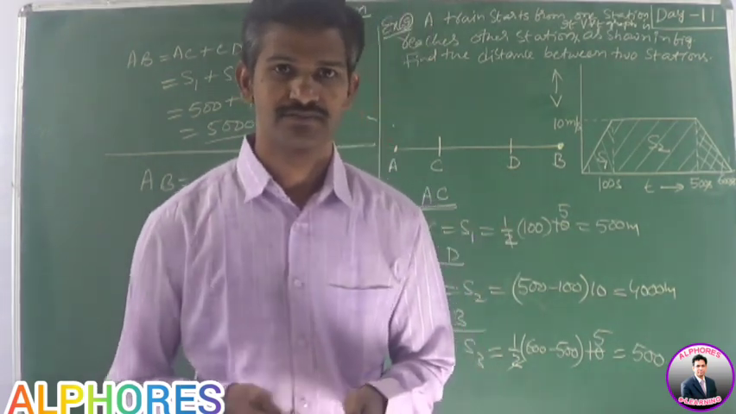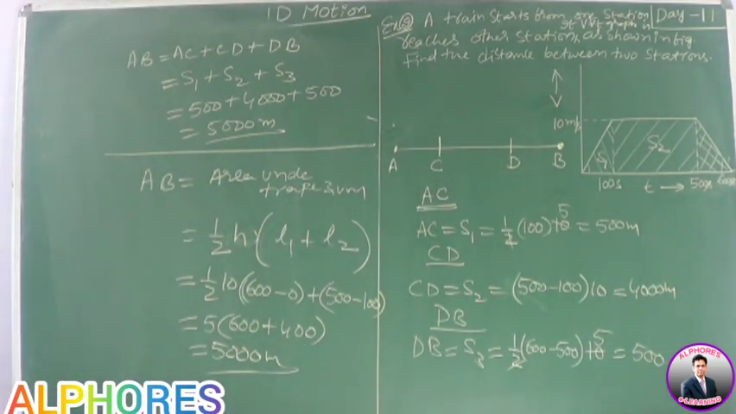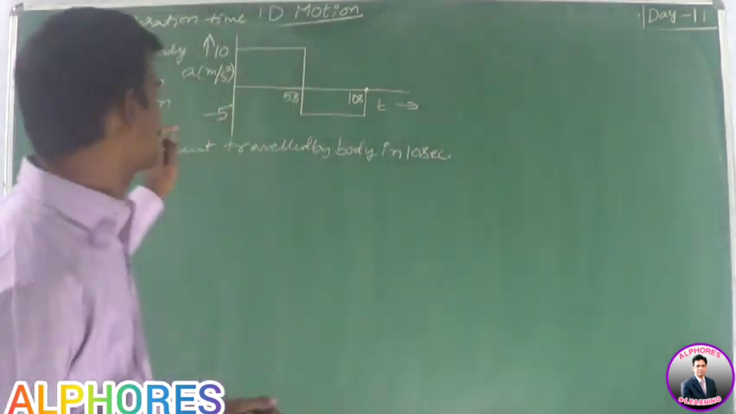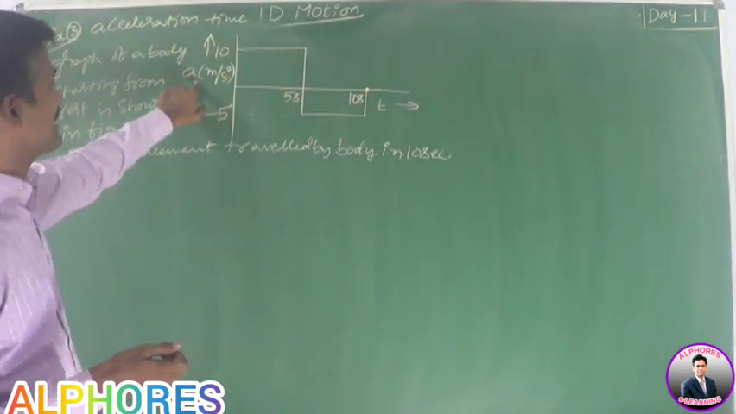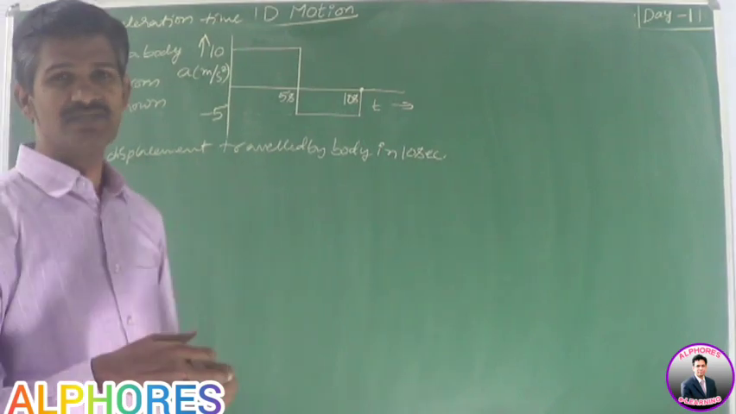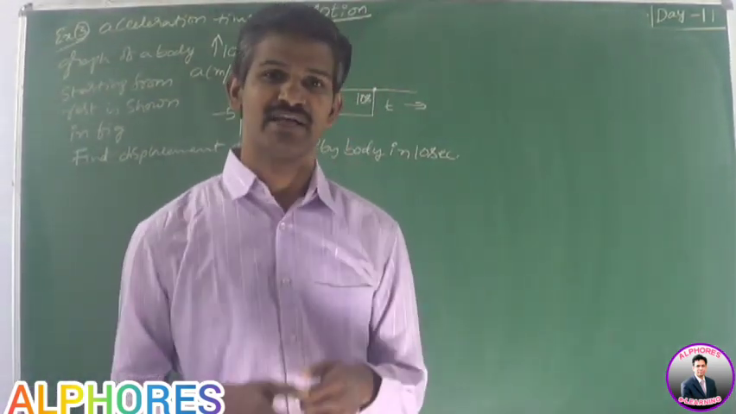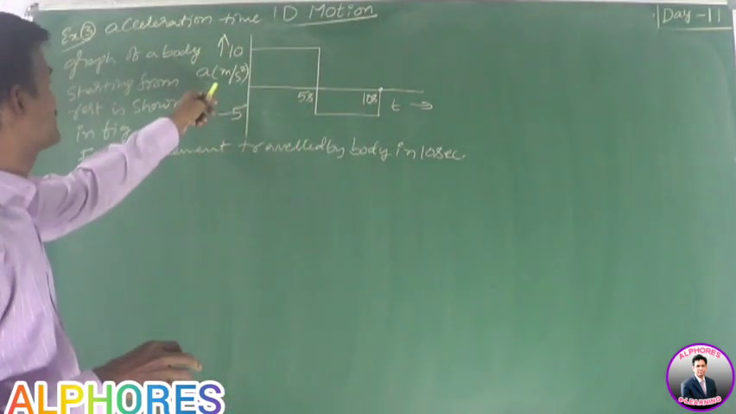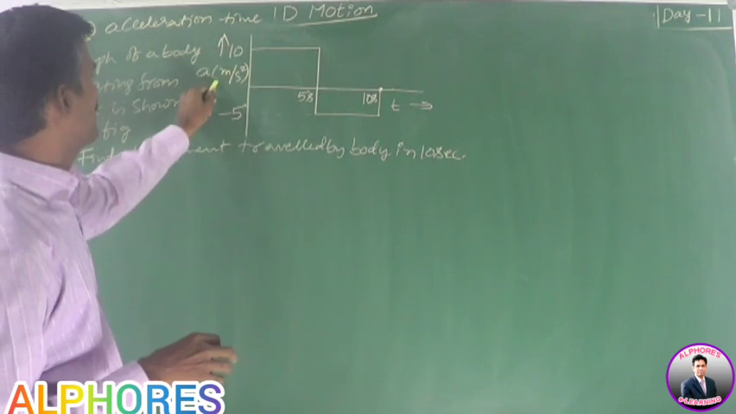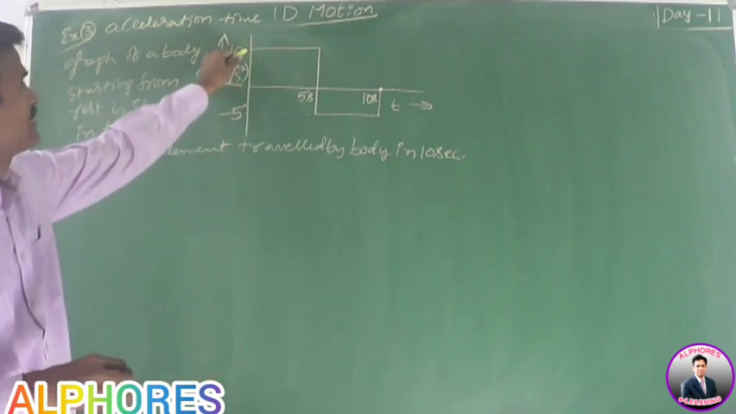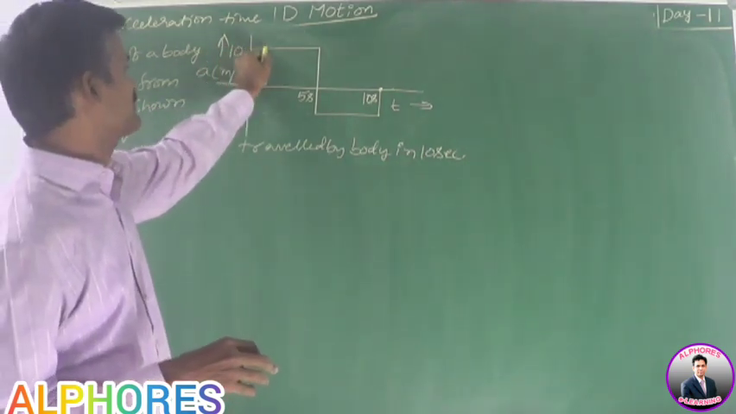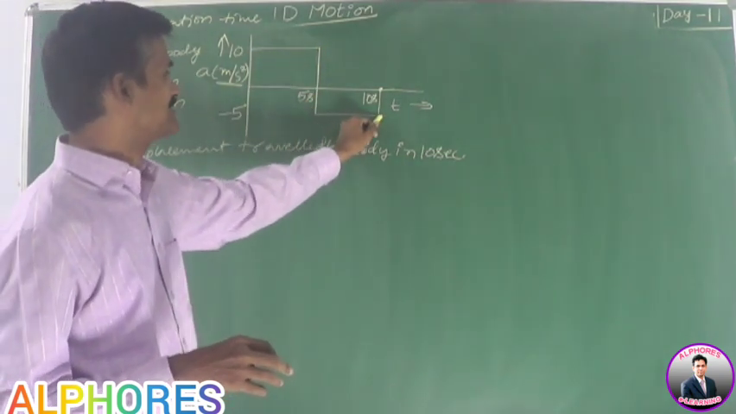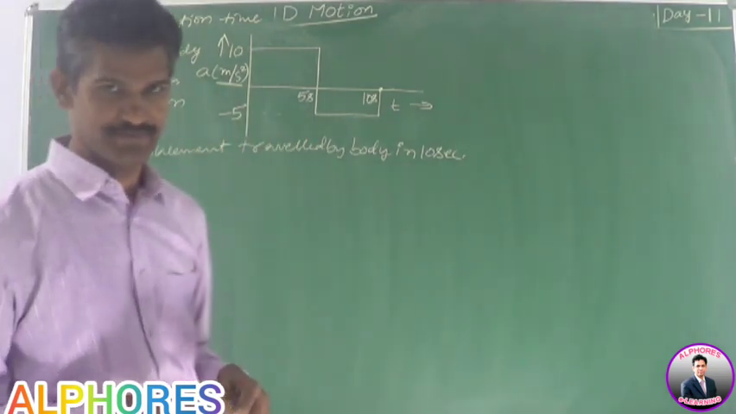Okay students, I have one important problem here. In this question they gave an acceleration time graph. In the previous case we discussed a velocity time graph. In this acceleration time graph, this is plus 10, acceleration in meter per second square. Initially the body has a constant acceleration of 10 meter per second square. Thereafter its acceleration direction gets reversed and changes its magnitude to 5.